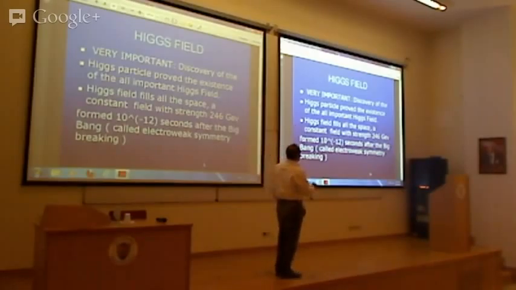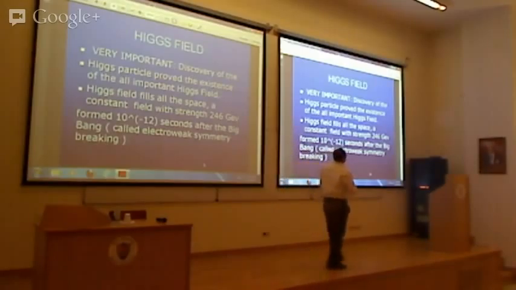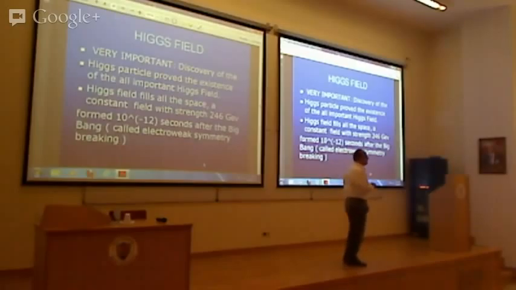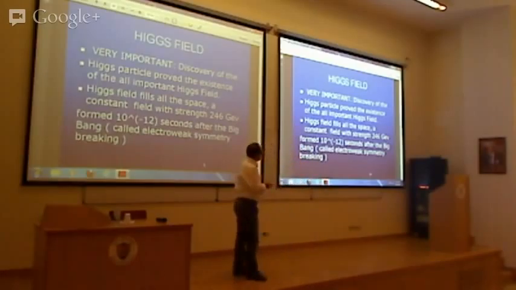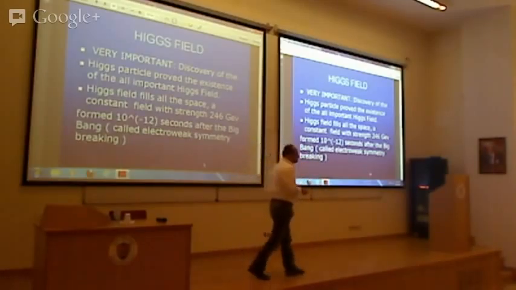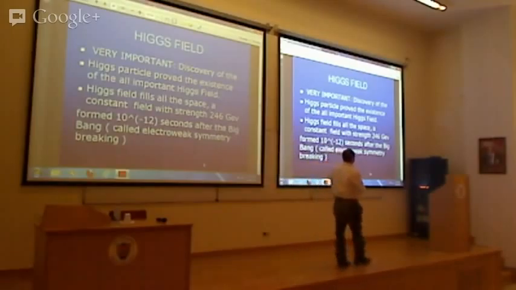It fills all the space with a constant field strength, 246 gigaelectron volts. Well, this is like mass. 1 gigaelectron volt is about the mass of the proton. So it's like 246 times the mass of the proton. By the way, this is predicted. This is a number that we can predict.